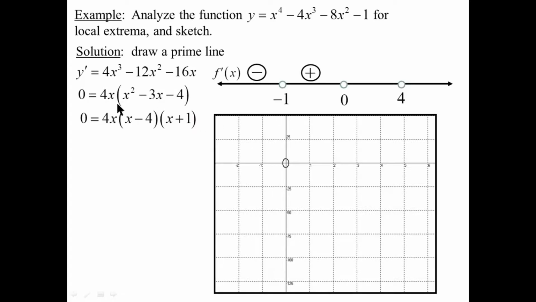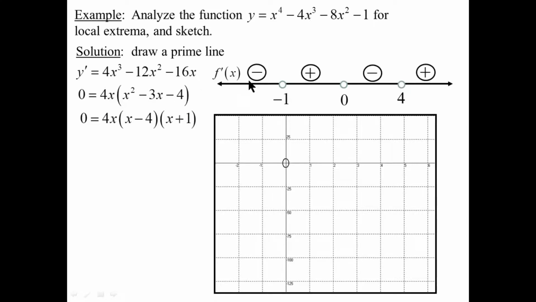Plugging in 1 to our factored derivative, it'll be 4 times 1, which is a positive, times a negative times a positive. So we have a positive times a negative times a positive, and that's a negative for this section of the derivative number line. And then something large and positive, the cubic term takes over, and we have a positive.